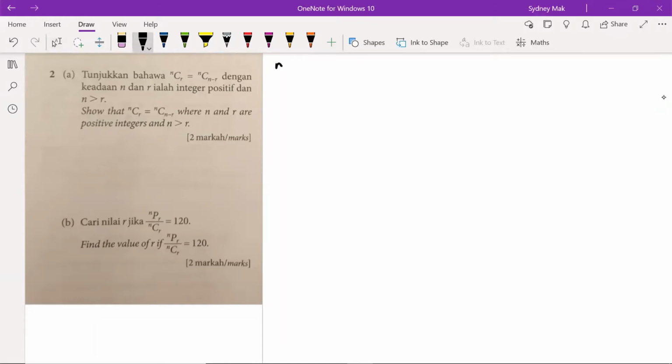Let's start with the left-hand side, nCr. So what is the formula when we see nCr? That is n factorial over r factorial and then n minus r factorial. So isn't it we can flip this, commutative law, A times B equivalent to B times A. So we have n factorial over n minus r factorial and then r factorial.